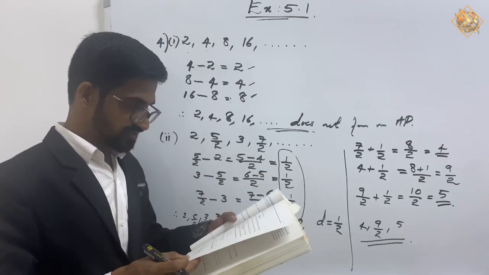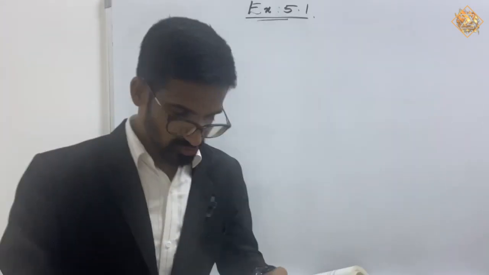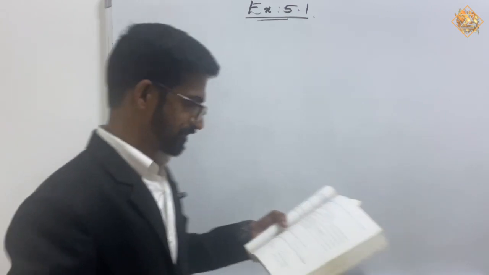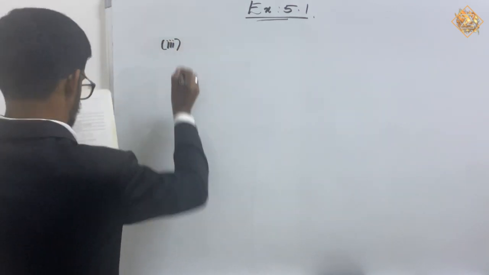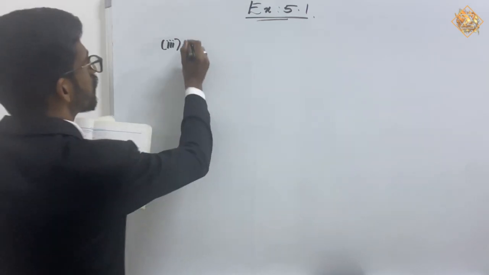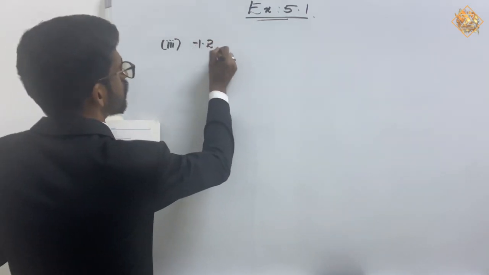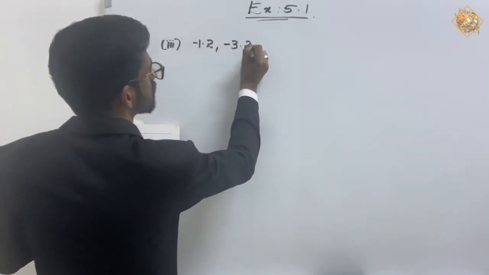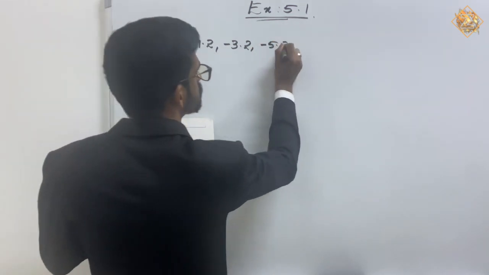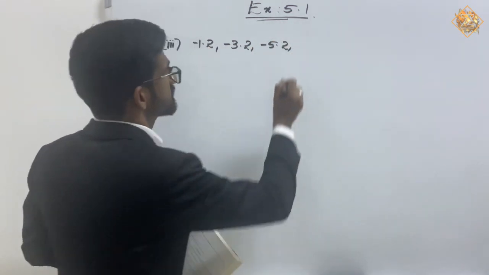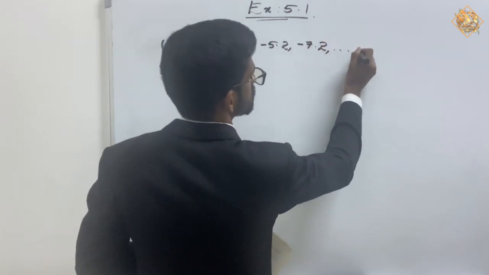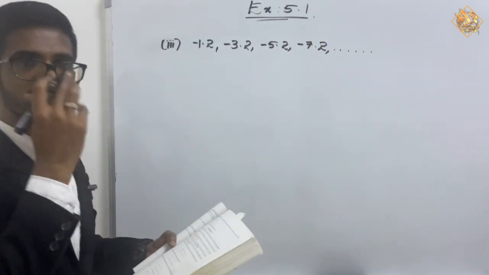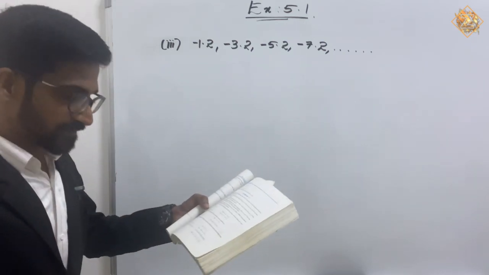Looking into the next question, just take it in our book, students. Okay, students, now please look at question number 3. That is minus 1.2, minus 3.2, minus 5.2, minus 7.2, etc. Here we have to check whether this list of numbers forms an AP, isn't it?